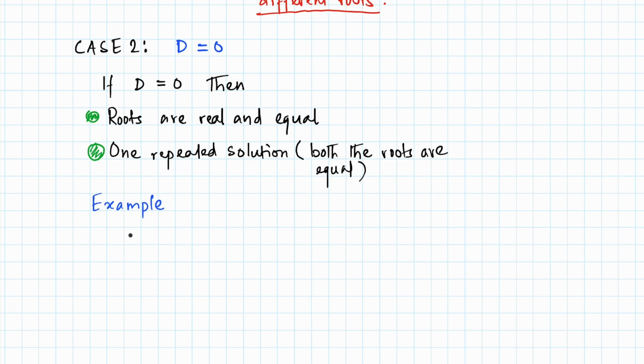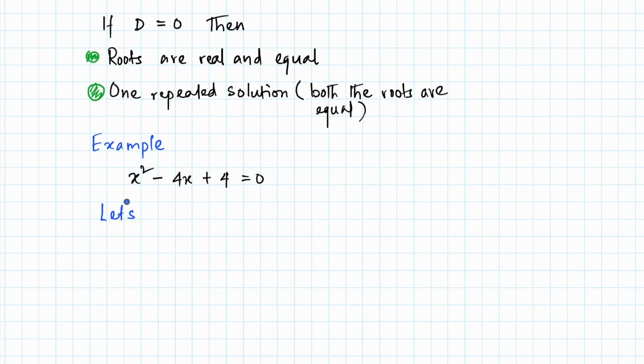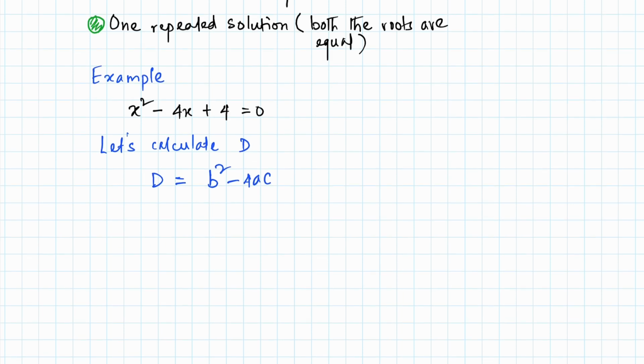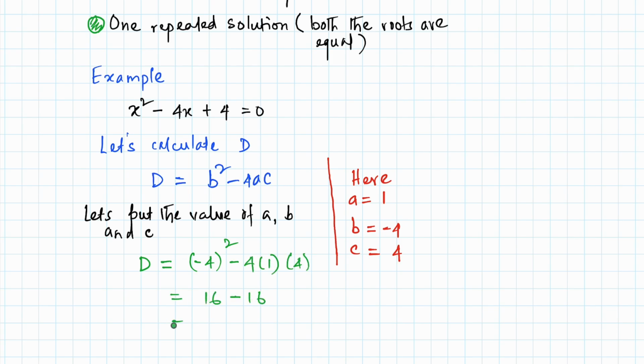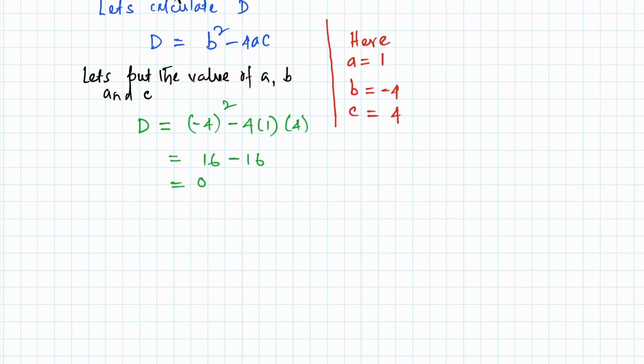Let's take an example. x square minus 4x plus 4 equal to 0. Now let's calculate the value of b square minus 4ac. Here a is equal to 1, b is equal to minus 4 and c is equal to 4. So assign them correctly, and then let's put the values of a, b and c in the formula. So D is equal to minus 4 square minus 4 into 1 into 4, which is 16 minus 16, that is equal to 0.